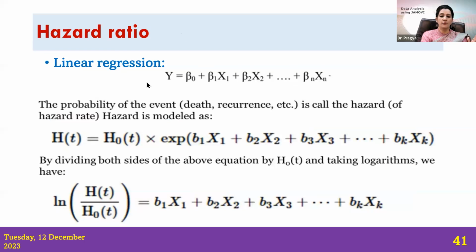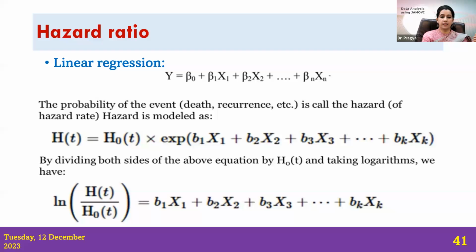This is just the formula. Like in linear regression, how do we express it? y is the dependent variable, b0 is a constant or intercept, and then beta 1 x1, beta 2 x2, where beta 1 and beta 2 are the coefficients, and x1, x2, xn are the independent variables. Here, what is the mathematical function of this hazard ratio? We take h(t) at time t, because in this case we take both the event as well as the time.